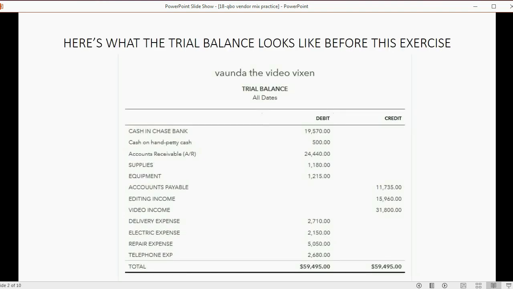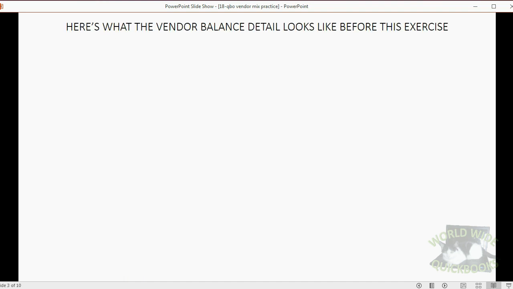Now, here's what the trial balance should look like before you start this exercise. If you have any numbers that are different, you should stop the video, fix your previous mistakes, and make sure you're starting with the exact same numbers.